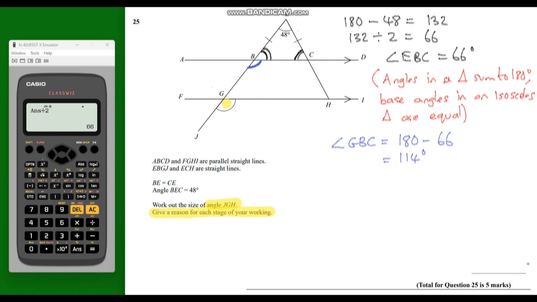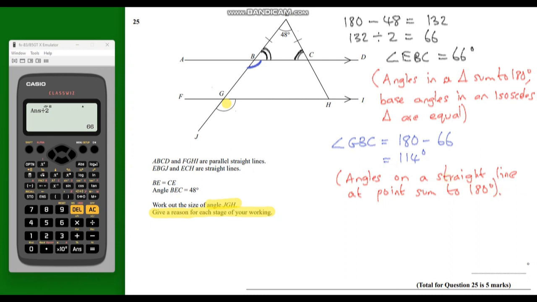We just need to give our reason. So the reason is that angles on a straight line, at a point. So at a point, you don't probably need that, but I'm just going to write it in anyway. Sum to 180 degrees. So we've given our second statement.